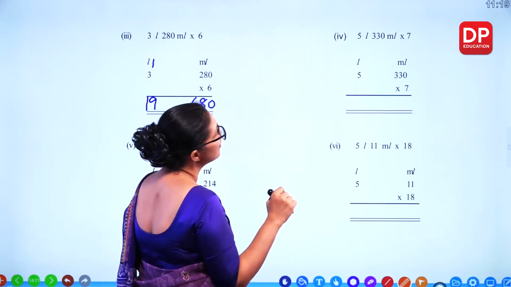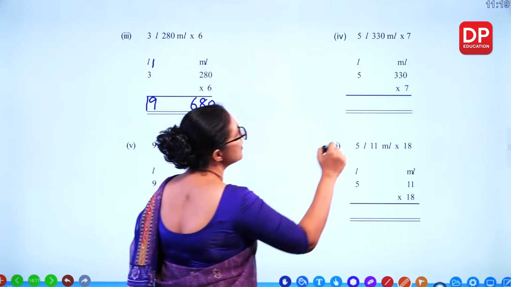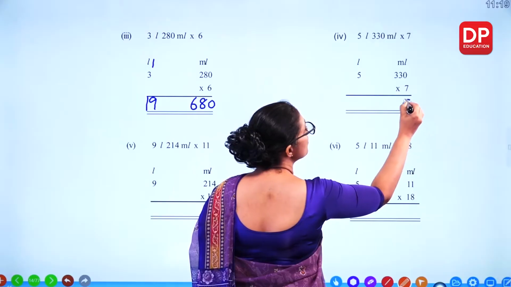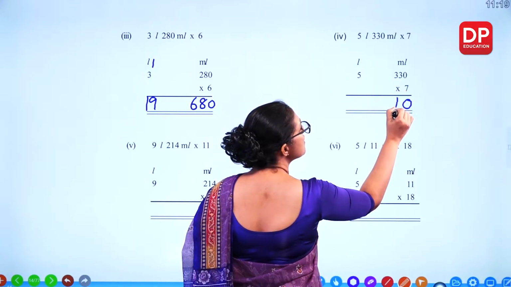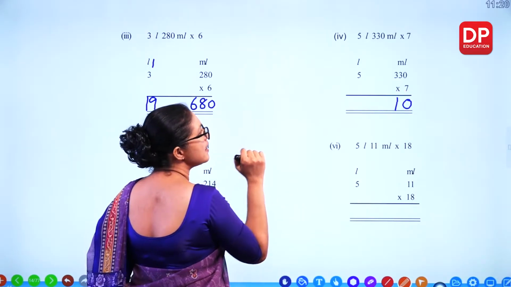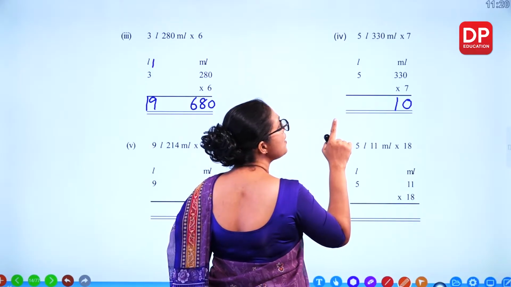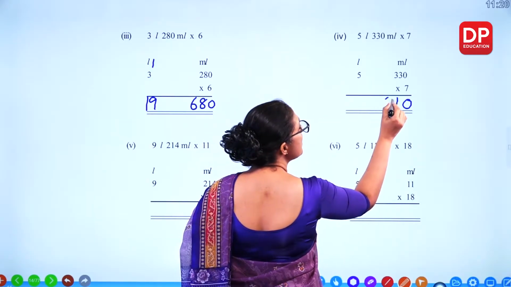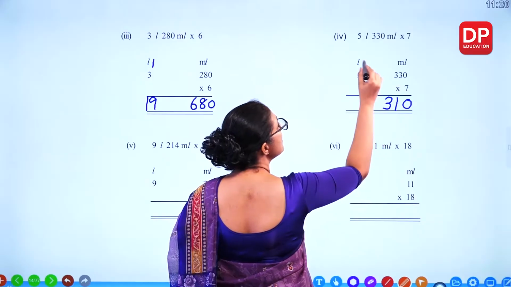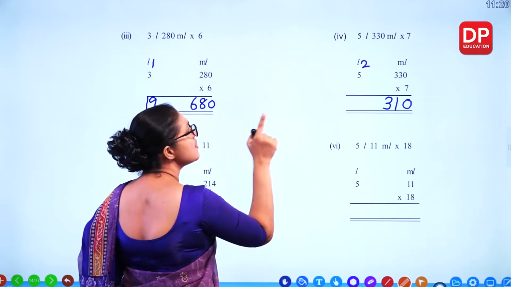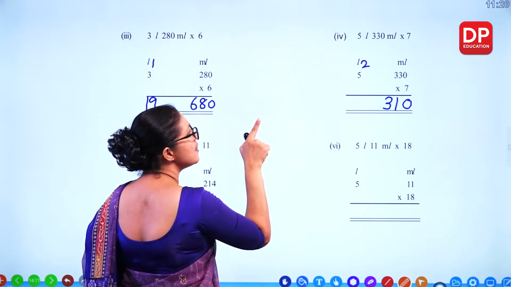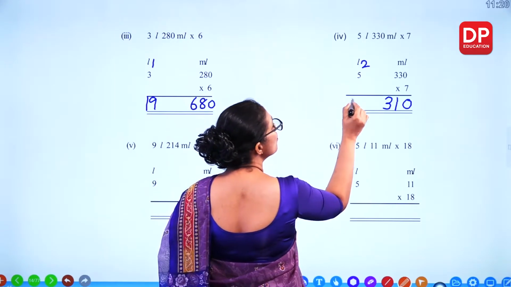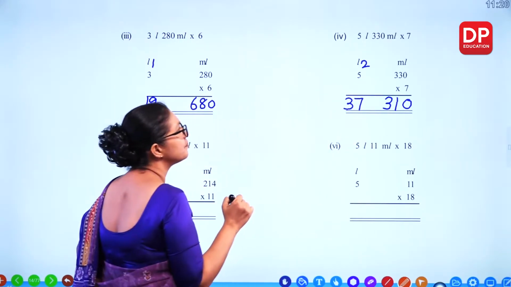This one multiplied by 7. 7 times 0, 0. 7 times 3, 21. 2 remaining. 7 times 3, 21 plus 2, 23. So put 3 here, take 2. 7 times 5, 35. 35 plus 2, 37.